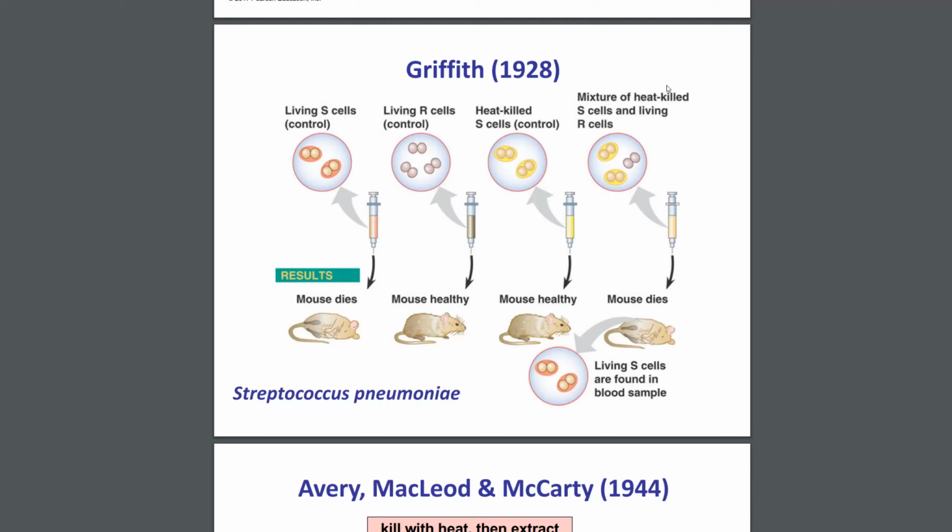And then in this last part, we have a mixture of heat-killed S cells, which we have seen in the control leave the mouse healthy, and living R cells, which have also been seen to keep the mouse healthy. But when we mix them together, we observed what is now called transformation, and the mouse died as a result of this mixture. By the end, when he extracted the agent to see what it was relative to what we put in, since we put in heat-killed S and living R, it turned out that living S were there. That was the basic idea of the transformation that he was looking at.